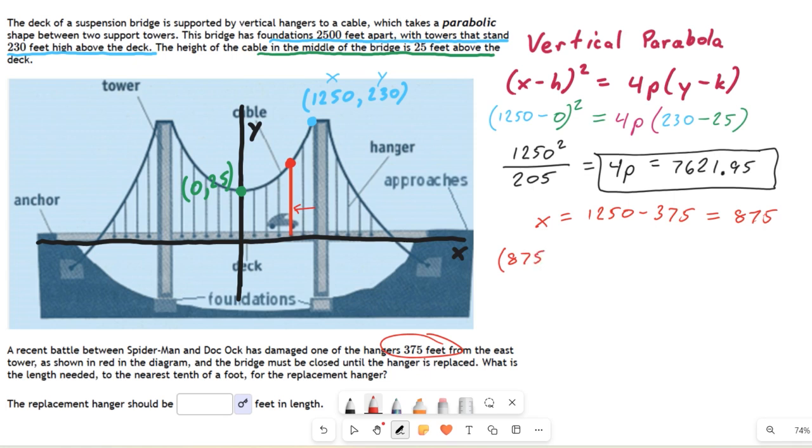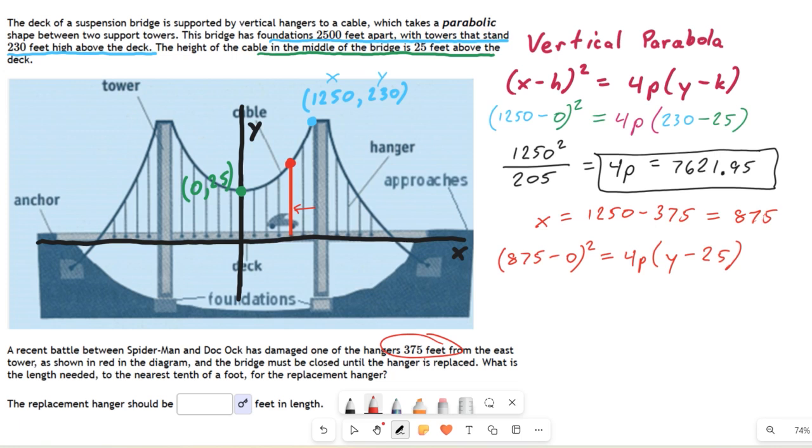You plug in 875 for x. It's still 0 for our h location, right? This was centered on the y-axis. And that's 4p. I have 4p above. And then y, who knows what y is? I don't know. We're going to calculate it. But I do know k was 25.